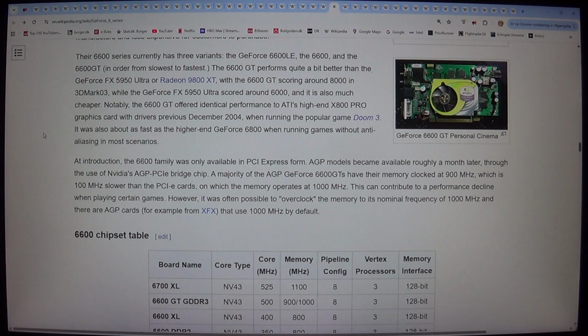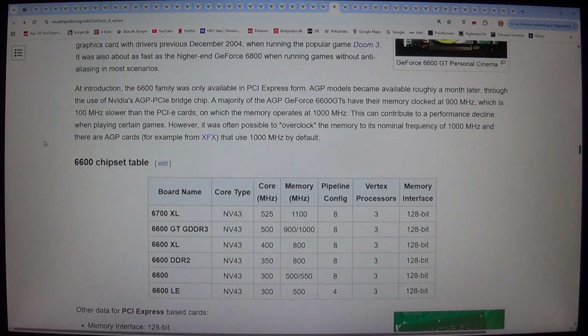Notably, the 6600 GT offered identical performance to ATI's high-end X800 Pro graphics card with drivers previous to December 2004, when running the popular game Doom 3. It was also about as fast as the higher-end GeForce 6800 when running games without anti-aliasing in most scenarios. At introduction, the 6600 family was only available in PCI Express form. AGP models became available roughly a month later, through the use of NVIDIA's AGP PCI bridge chip.